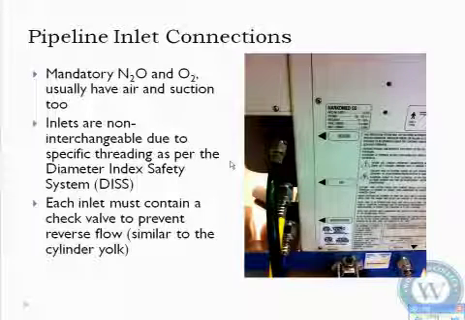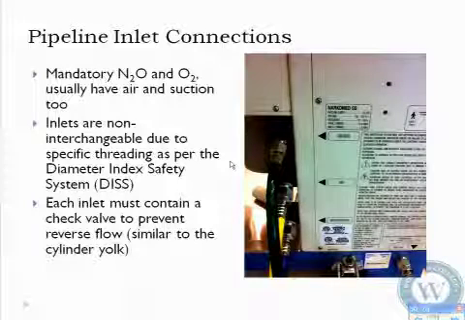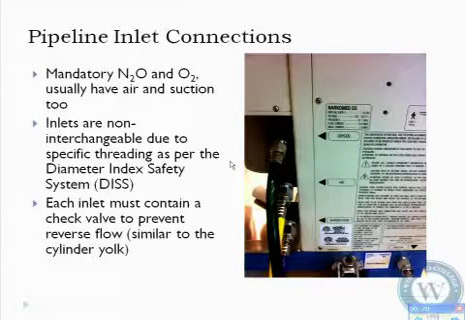And every single inlet, no matter what you hook up to on this machine, every single inlet where anything is being pushed into the machine, it has to have a check valve on it. So it's got a valve on the inside of that inlet preventing reverse flow. You never want anything coming back out and filling up, say, your O2 tank and diluting it, or filling up your nitrous tank, or going into the house supply.